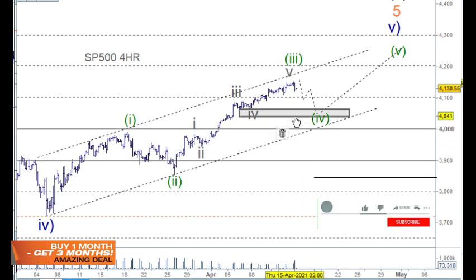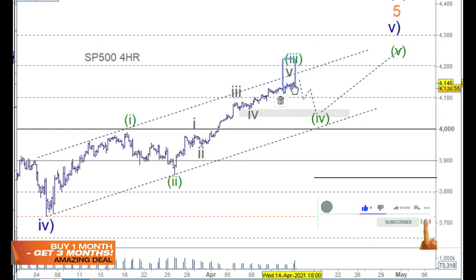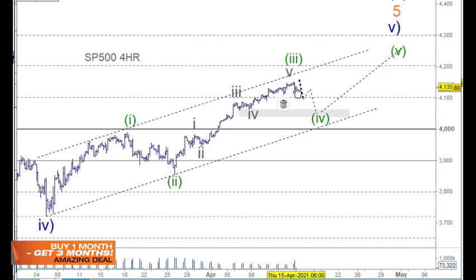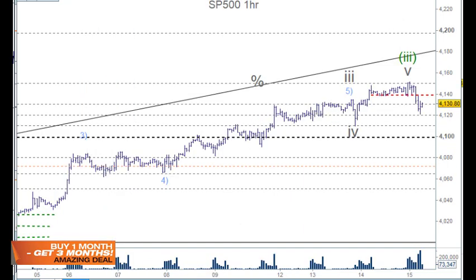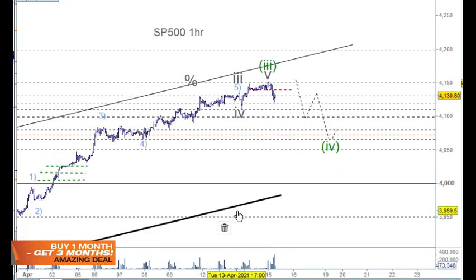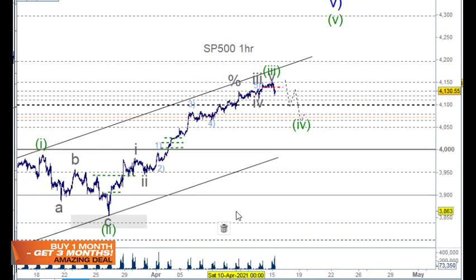So it appears so far that the little move down through here can be counted as 5 waves. Now, would that be just 5 waves in this first leg? That's what we need to figure out a little bit. So just to the hourly chart here where we keep our trades.